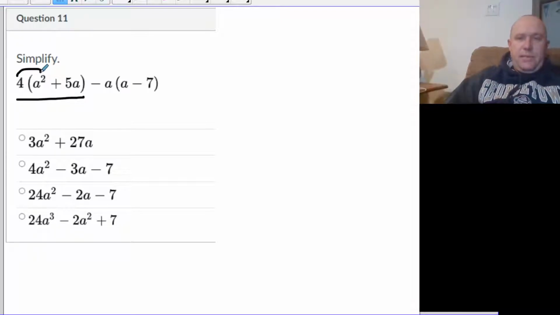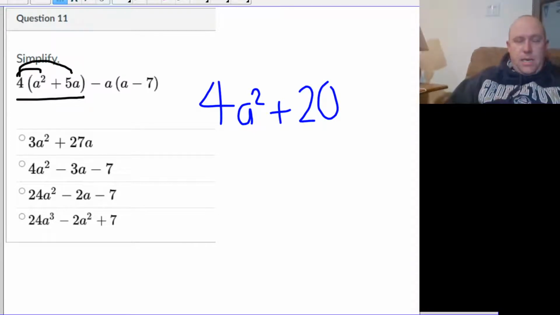So 4 times a squared, numbers first, letters second. 4 times this term here, so 4 times 5 is 20. And as there's an A there, I'm going to put an A in my answer. Now, I'm kind of running out of space, and I'm going to put the next ones underneath here. But if I had more space, I could certainly write them to the side.